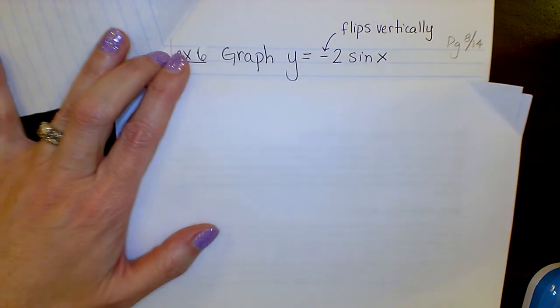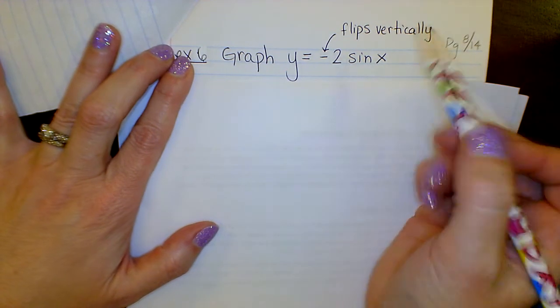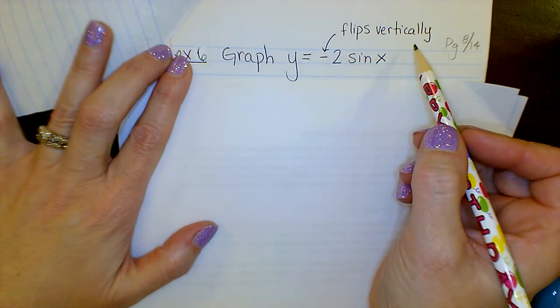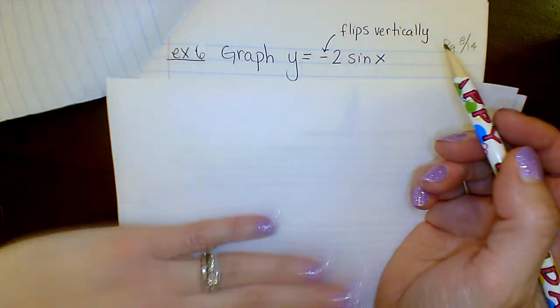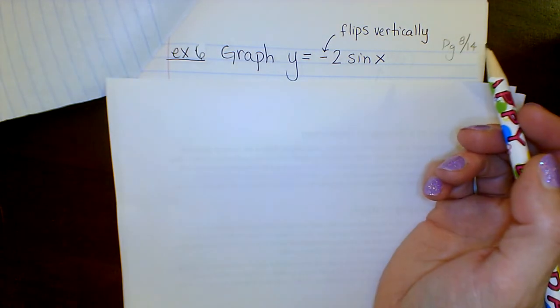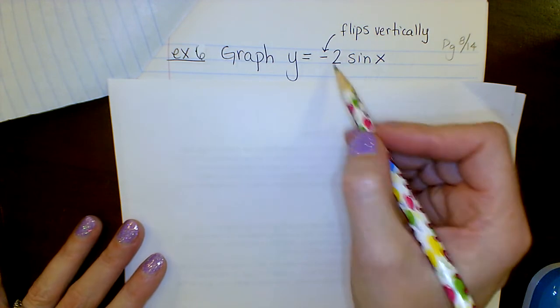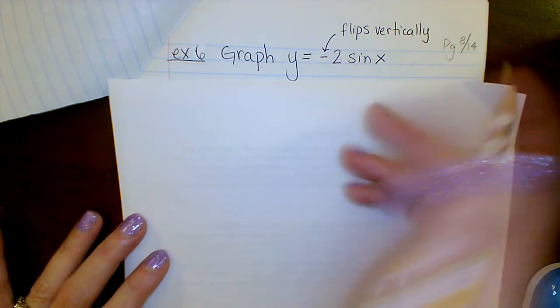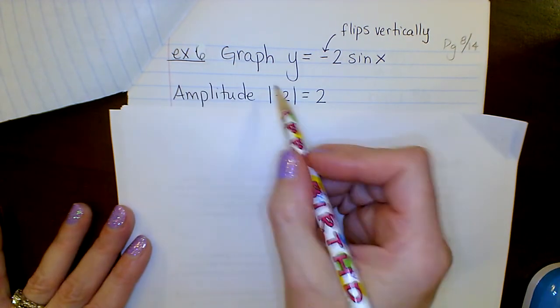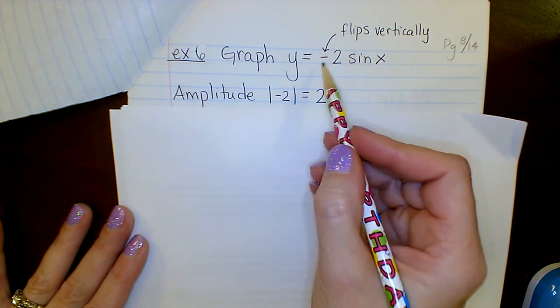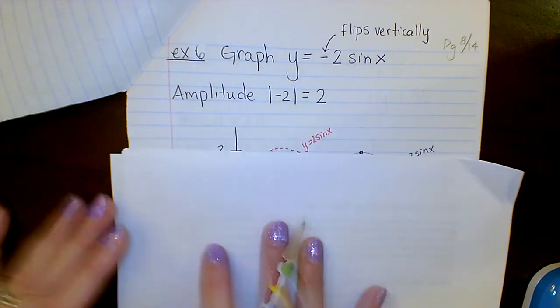We're going to graph y equals -2 sine x. This negative right here is going to be a vertical flip, or a vertical reflection. Okay, so it's going to reflect it across the x-axis. We know that this 2 is going to change my amplitude. So my amplitude is the absolute value of negative 2. Remember, the amplitude is always positive. The negative is going to flip it vertically.